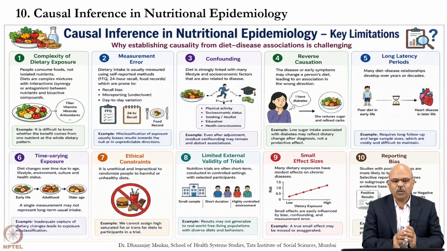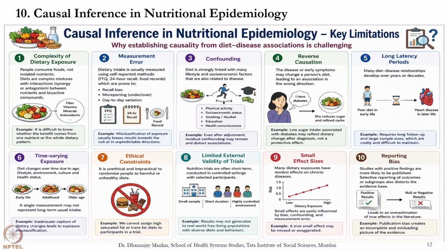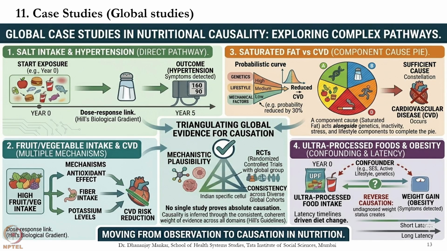diet, we cannot really assign high saturated fats or trans fats to participants in a trial. So it is ethically constrained. Limited external validity of trials can be seen, or even small effect sizes, where a true small effect may be missed or exaggerated. Sometimes you may come up with reporting bias, which is very important. For example, publication bias creates an incomplete or misleading picture of the evidence, and sometimes gives a very different opinion.